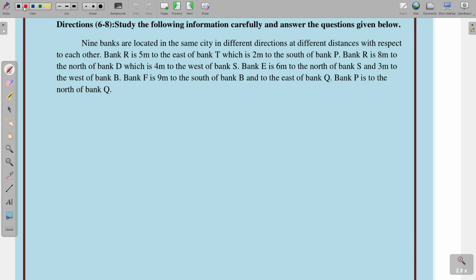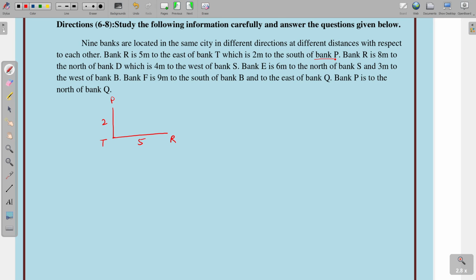Questions 6 to 8 are on directions. 9 banks are located in the same city in different directions at different distances with respect to each other. Bank R is 5 meters to the east of bank T, which is 2 meters to the south of bank P. So, bank R is 5 meters to the east of bank T, here R, and T is 2 meters to the south of P.